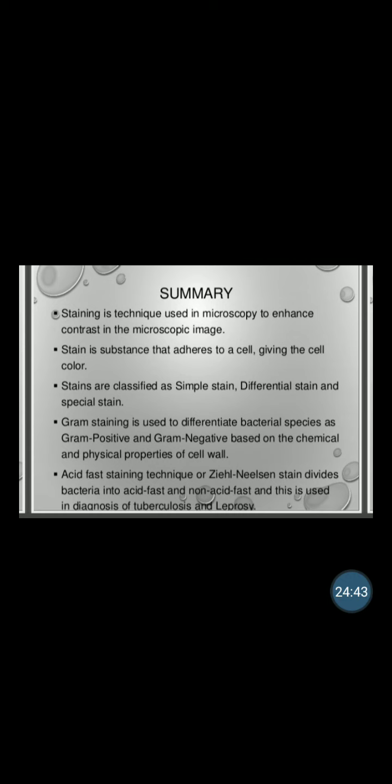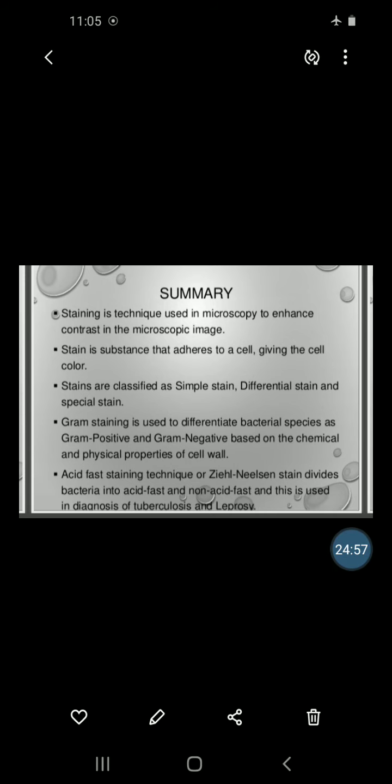Staining is a technique used in microscopy to enhance the contrast in the microscopic image. A stain is a substance that adheres to the cell and gives the cell color. Stains are classified as simple stain, differential stain and special stain. Gram staining is used to differentiate bacterial species as gram positive and gram negative based upon the chemical and physical properties of the cell wall.